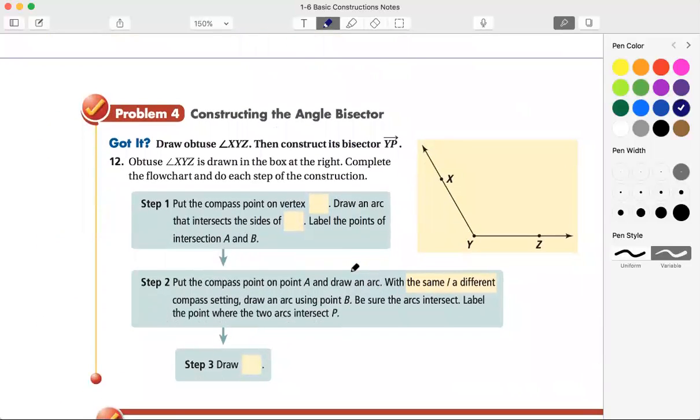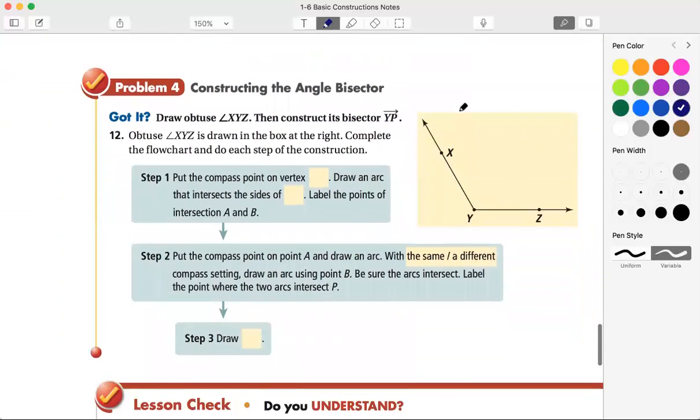So how do we do an angle bisector? Here's an obtuse angle, and we want to bisect it. Step 1, we're going to put the compass point at the vertex Y, and we're going to draw an arc that intersects the sides of angle Y and label the points of intersection A and B. So compass point and draw an arc. It's going to intersect 2 points, A and B.